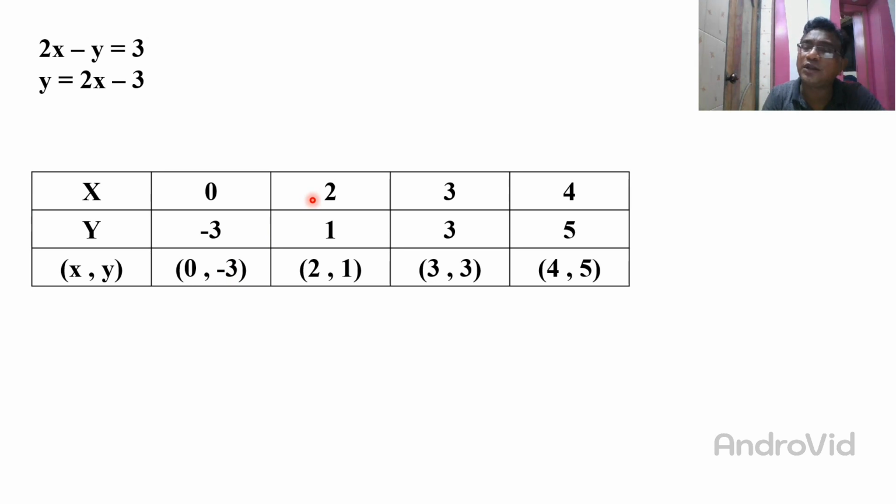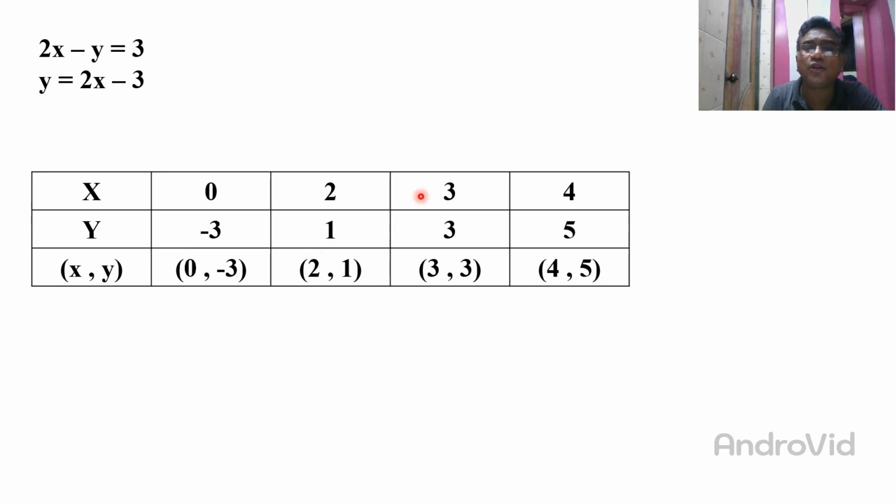Then I have taken x value 2. X value 2 is taken. So 2 into 2. 2 2s are 4. So 4 minus 3. So 4 minus 3, what remains? 1. So here you get y value 1. X taken 2, so 2 and 1.